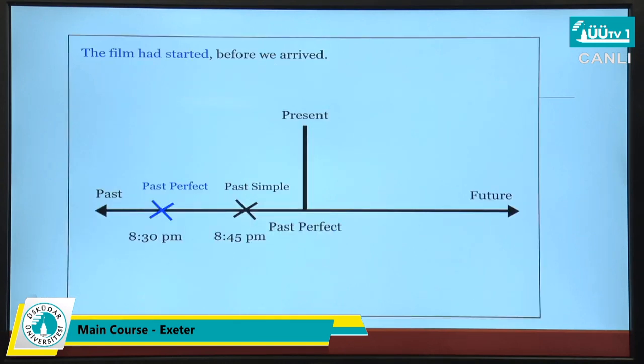Let's visualize it. The blue cross talks about the past perfect event, and the black cross talks about the past simple event. So, the film had started before we arrived.